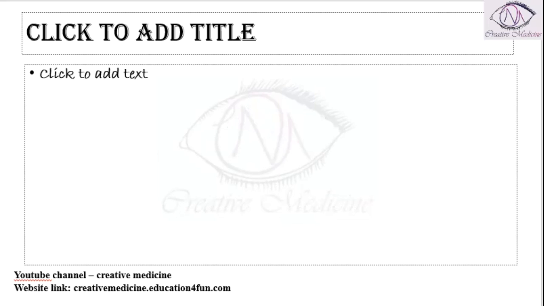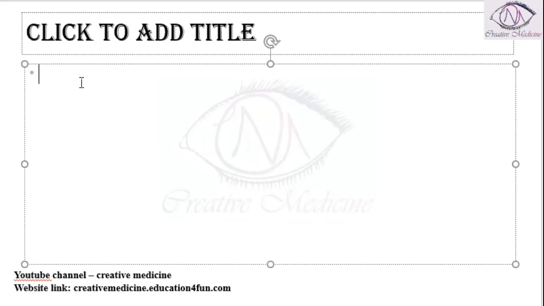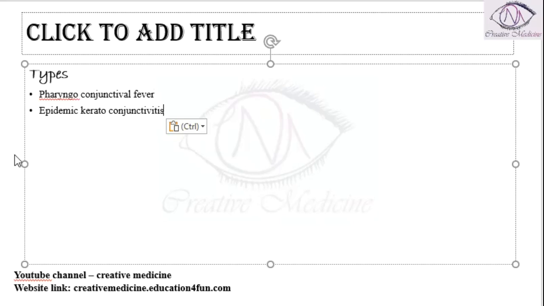Then what are the types of adenoviral conjunctivitis? Adenoviral conjunctivitis is of two types. We have pharyngoconjunctival fever, along with epidemic keratoconjunctivitis. Pharyngoconjunctival fever and epidemic keratoconjunctivitis are the types of adenoviral keratoconjunctivitis.